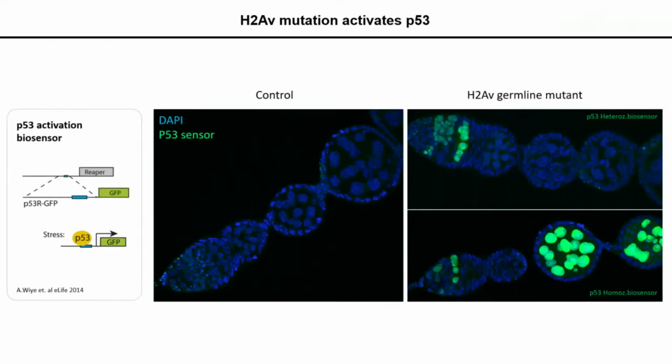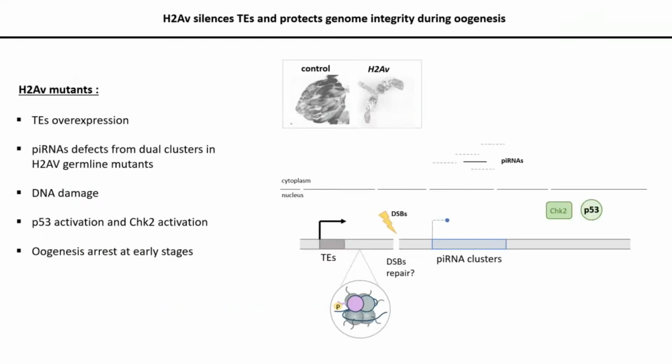So to study P53 activation, we used a very elegant tool in which P53, when it's activated, will drive the expression of GFP. And here you can clearly see that in H2AV germline mutants, P53 is activated. So altogether, we've shown that in H2AV mutant, there is a transposable element overexpression, piRNA defects, DNA damage, and checkpoint activation of P53 and CHEK2 that lead to oogenesis arrest at early stages.